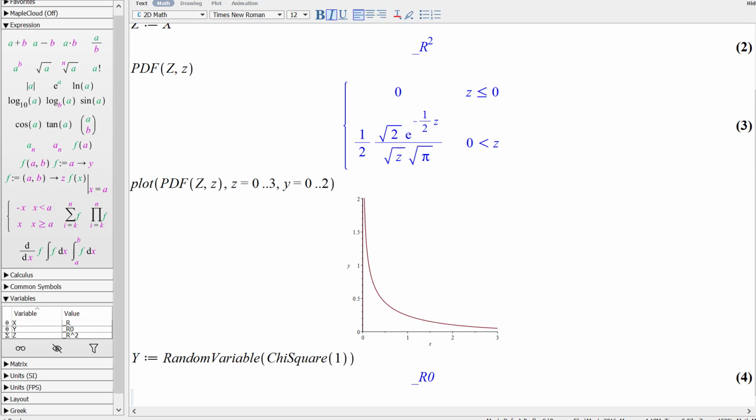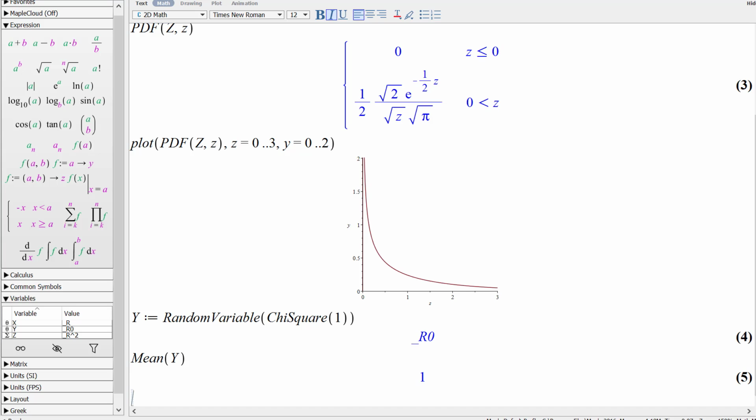If you want to know the expected value of the chi-square, just do the mean, and you see that it has the expected value of 1. That is, if you think about this graph here, then 1 is at the center of gravity. This is where it balances completely. Even though it goes to infinity here, it also goes to infinity up here, so it will be the expected value. It has a variance of 2, which we can confirm by doing this.